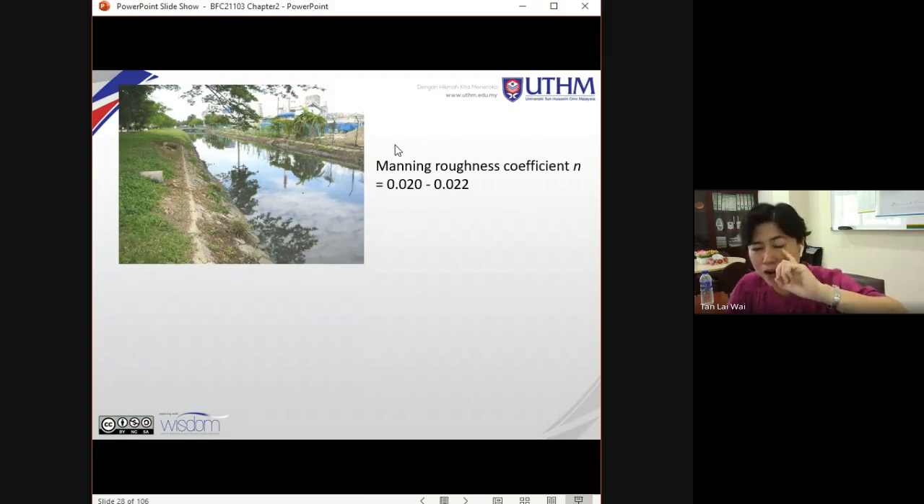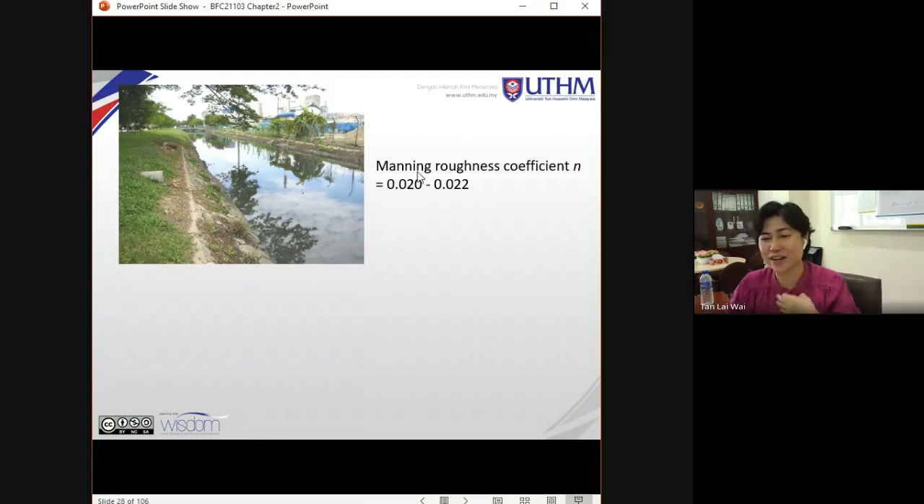Now, sometimes you would ask me, if I give you a roughness coefficient in a range, say 0.02 to 0.022, what coefficient should you use for your calculation? I will tell you, just use the average. That means just use 0.021.